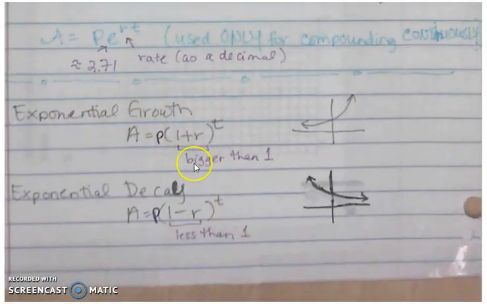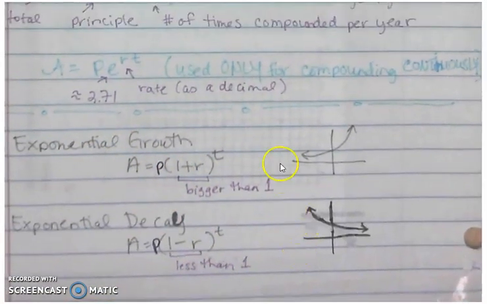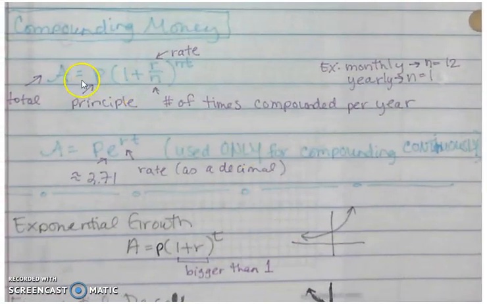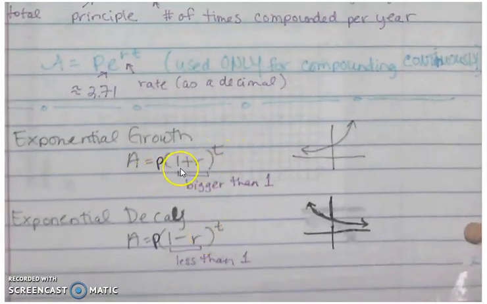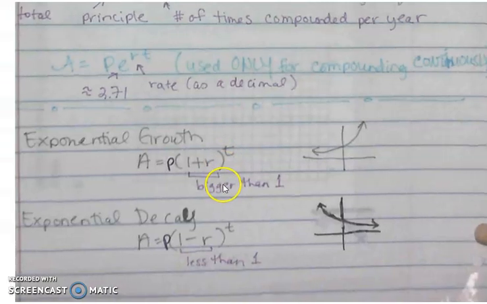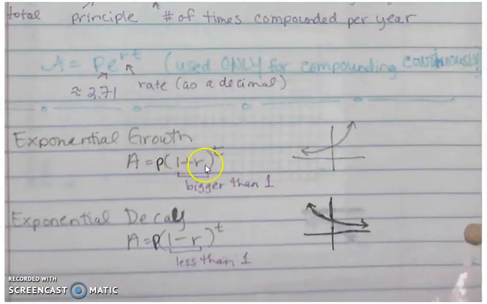And then two general formulas for exponential growth or exponential decay. This looks very much like your compounding money formula, which is this one right here. If your N is equal to 1, which means you're compounding only 1 time per year, you'll notice that it becomes the exact same thing as this formula right here. So if you have N equal to 1, where you're compounding every year, then you have this formula, P parentheses 1 plus R to the T.